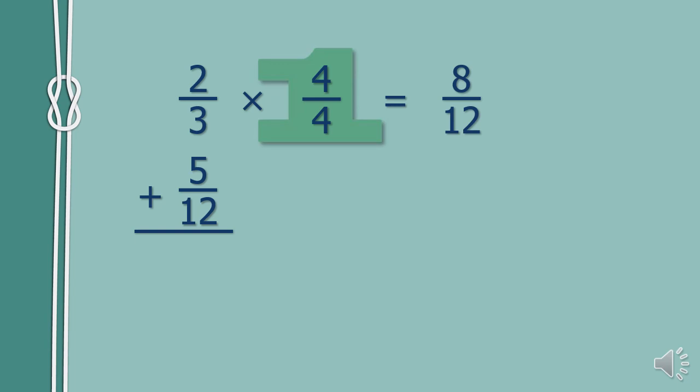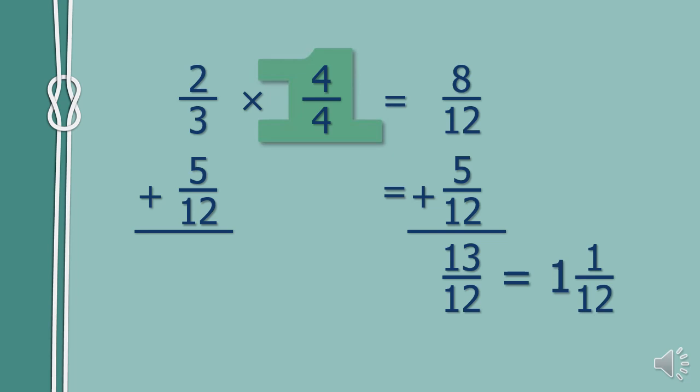Now we can add them together. 8/12 plus 5/12 is equal to 13/12. And again, we have an improper fraction. We never want to leave an improper fraction as our answer unless we're told to do that. We always should change it to a mixed number. So if we look at 13/12, we know that there are 12/12 inside of 13/12. That would give us one whole, and we would have 1/12 left over. So 13/12 is the same as 1 and 1/12.